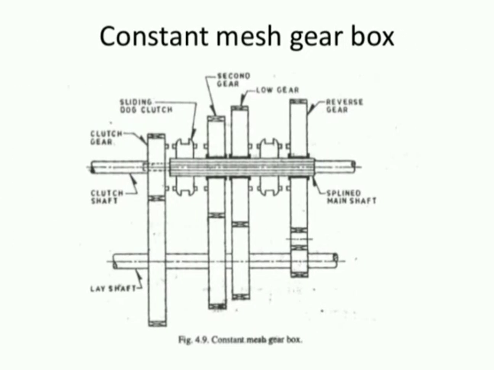In this figure, it shows the arrangement of constant mesh gearbox. It shows clutch gear, clutch shaft, layshaft, second gear, low gear, reverse gear, splined main shaft too. In this figure, we can see all gears are engaged, and the dog clutches can move from one gear to another. Then it will lock the gear.